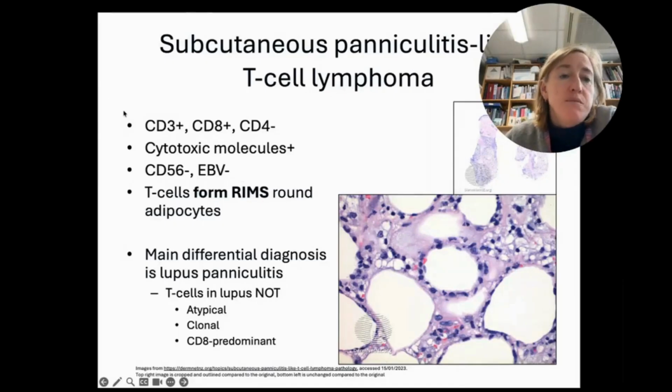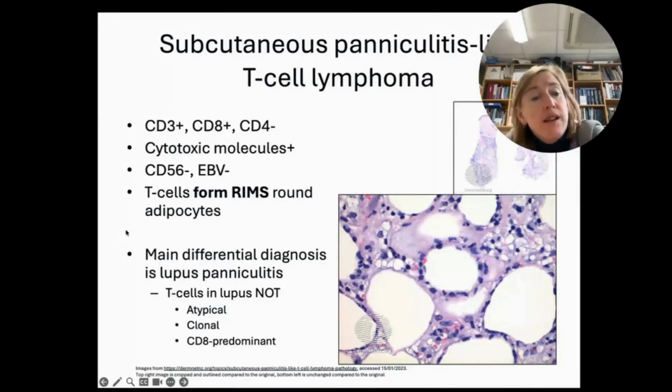These are CD8 positive T cells with a full complement of cytotoxic molecules and normally no differentiation towards NK cells and no EBV positivity. It's the rims that they form around the adipocytes that are absolutely pathognomonic. The main differential is lupus panniculitis, but the T cells in lupus are not atypical in the same way. They're not clonal if you can do T cell clonality, and they are predominantly, that should say CD4, not CD8.